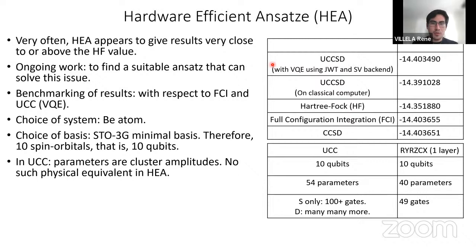And now I'm going to discuss the problem that we are considering. So we have decided to consider the beryllium atom, which is a 4-electron atom, closed shell. It has very good properties, so it's a very good place to start.